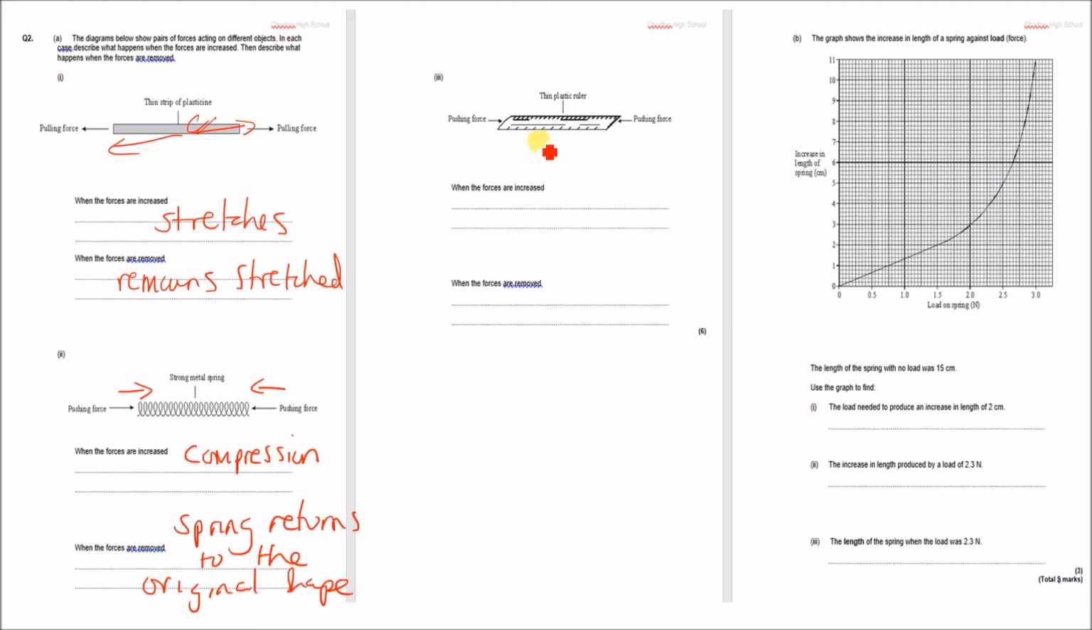Okay, what about this ruler? Well, most of you know this because people twang and bend these in class. So when we put force on a ruler, what's going to happen to the ruler? The ruler is going to bend. Okay, and if you put too much force on it, it may even snap, as some of you have probably found out. And when the forces are removed, if it did bend, it's just going to return to original shape. Okay, if you snapped it, it wouldn't return to its original shape. So you're better off putting bend, and then you can say that it would return to the original shape.